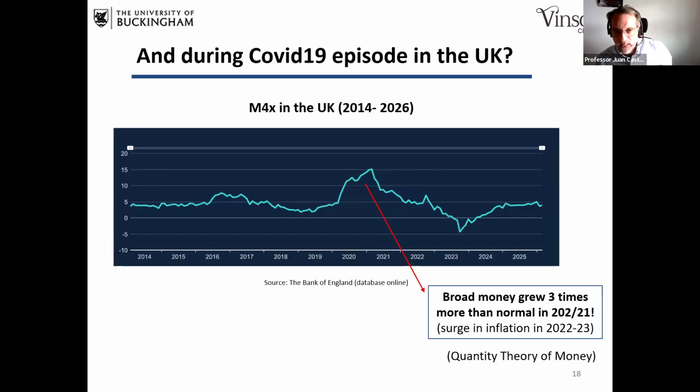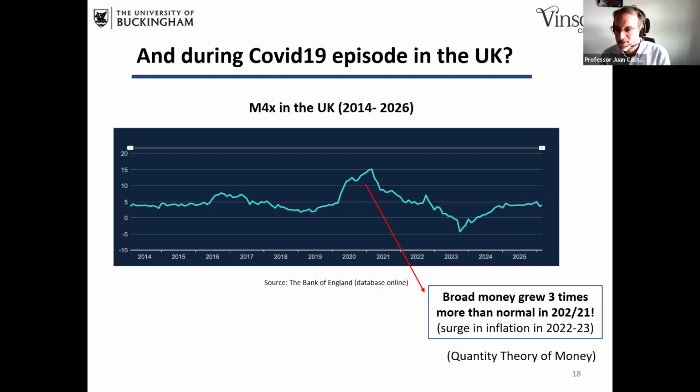How about in the UK during COVID-19? Well, here you have the rate of growth of broad money, M4. It was fairly stable from 2014 all the way up to 2019, around 4 or 5%, which is a very sound rate of growth of money, compatible with a 2% inflation target. And then you have this jump here from 5% up to 15%. So in 1 year, the Bank of England managed to increase the amount of money 3 times more than normal.